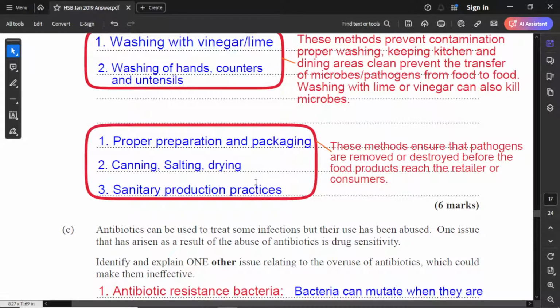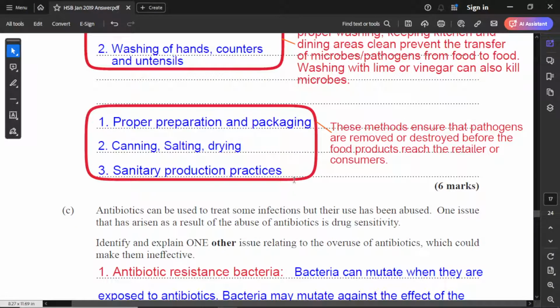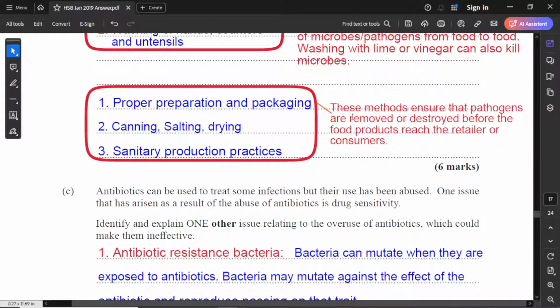Sanitary production practices are also important. And so normally when you're doing sanitary production practices, you may include disinfection as well. All right, disinfecting the area and all those things. Those things will remove microbes. All right, and so again, these methods ensure that pathogens are removed or destroyed before the food products reach the retailer or the consumers.